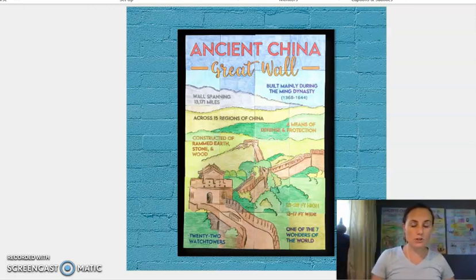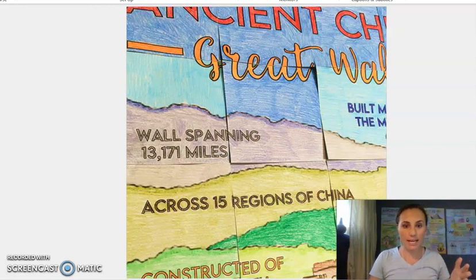Here's just an example of China. Again, I've got the facts right on here. It's a wall spanning 13,171 miles across 15 regions of China. So you can use this as an anchor chart if you are learning about China.